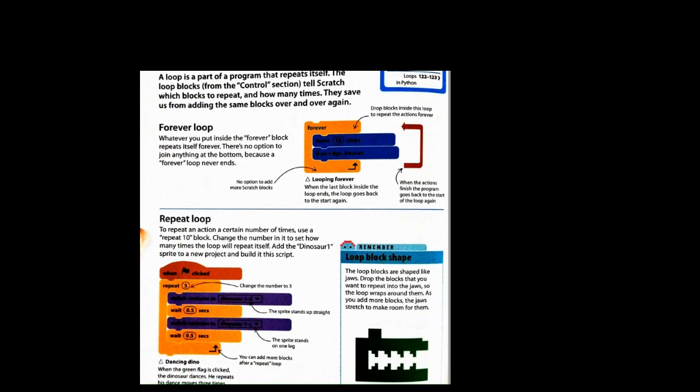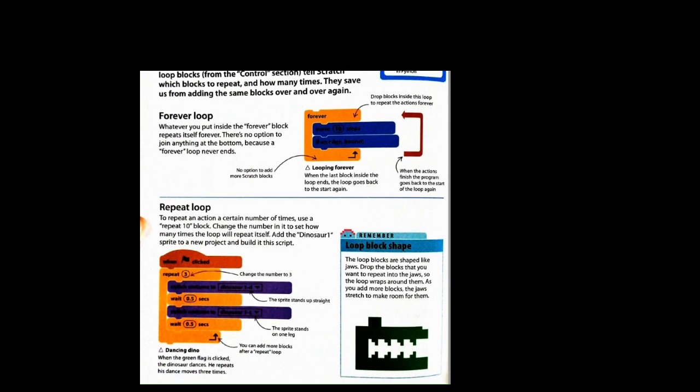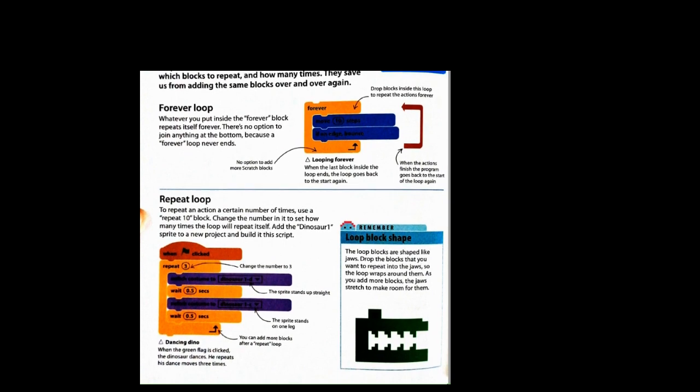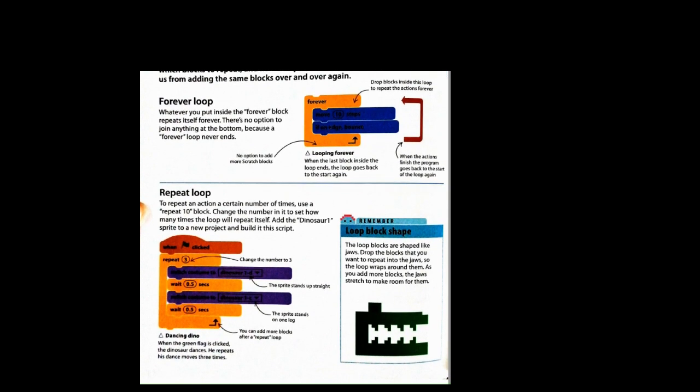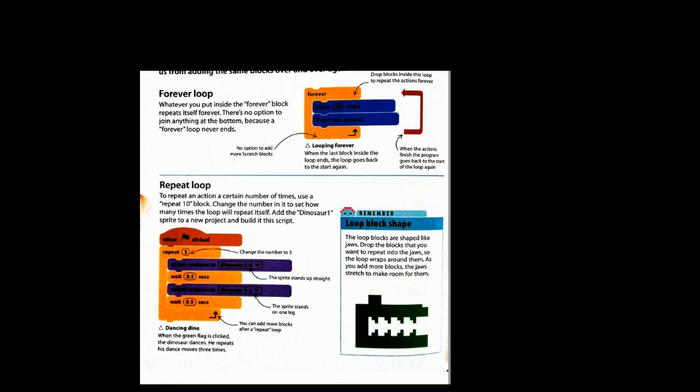Simple loops. A loop is a part of a program that repeats itself. The loop blocks from the control section tell Scratch which blocks to repeat and how many times. They save us from adding the same blocks over and over again.